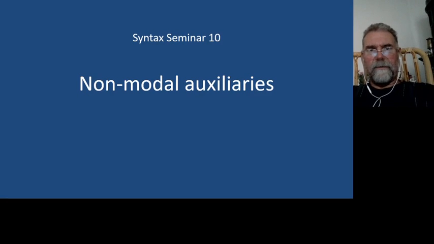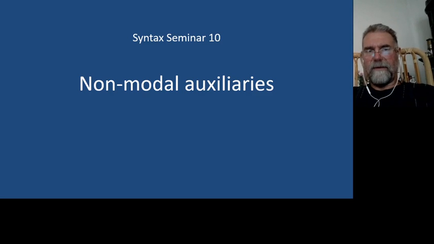Okay, once more into the realms of syntax for the 10th time. This time we're going to be looking at something called non-modal auxiliaries. So far we've concerned ourselves with modal auxiliaries, which we've argued are of the category inflection and therefore are in complementary distribution with things like tense and the infinitive to.